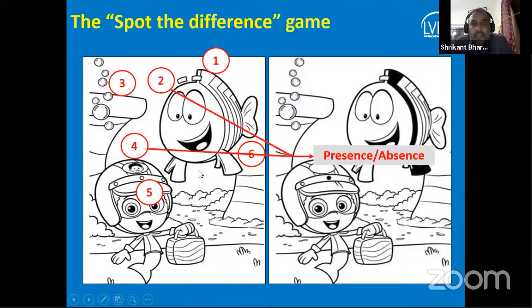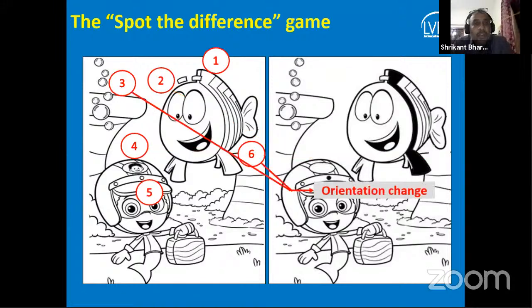The second is a presence or absence of a feature. The eyebrow is a good example of this, or the boy's face is a good example. These features are present in the left image and the corresponding image does not contain these features. So the third is an orientation change. Differences 3 and 6 correspond to that, where the orientation of the bubbles in the left image is different from the right, and so is the tail fin.